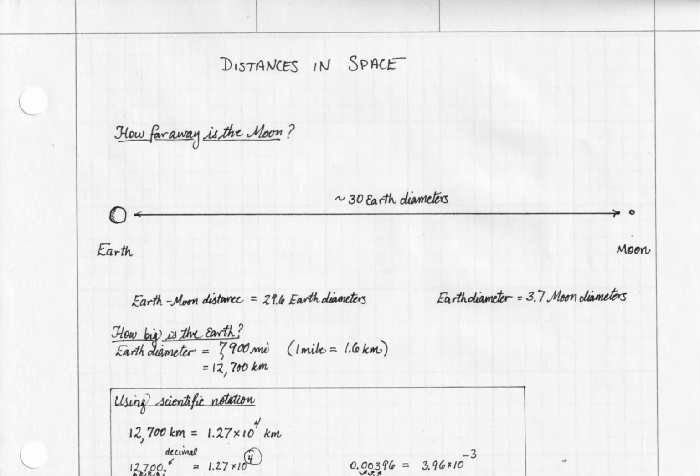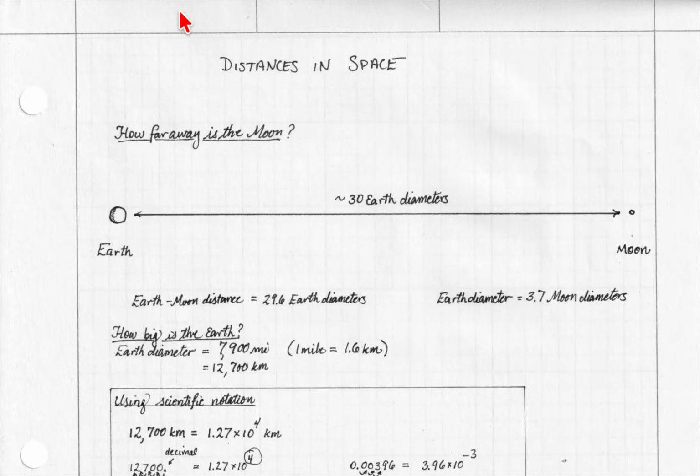Let's start this off here with a sense of scale, of distances in space. After all, in space we're dealing with literally astronomical distances and sizes, so I want to give you an idea of what those look like. Let's start off by saying, how far away is the moon, for example?